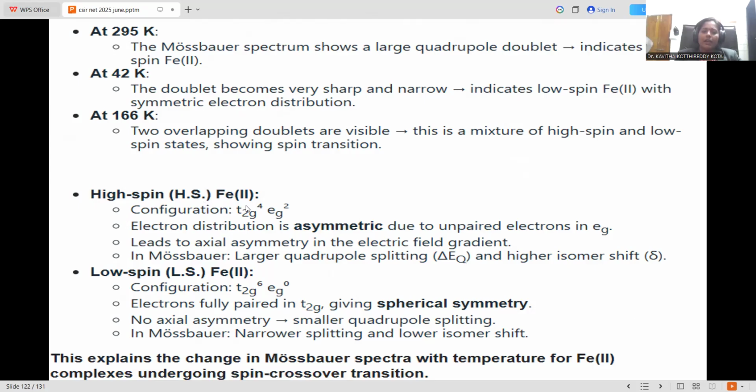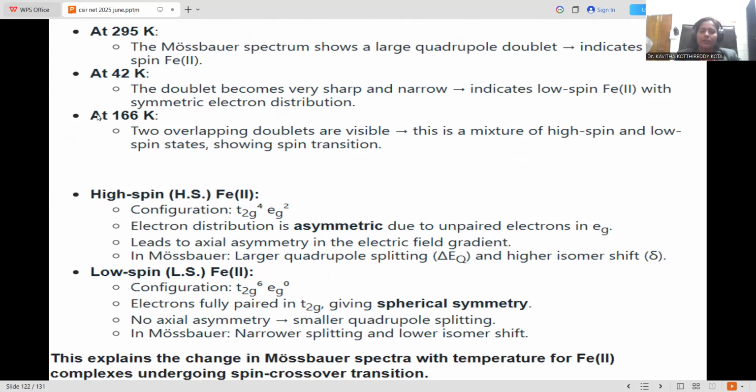High spin Fe2+ has the configuration t2g4 eg2, with the electrons freely distributed over t2g and eg, and the orbitals are singly occupied. The electron distribution is asymmetric, and unpaired electrons enter the eg as well. Due to the axial asymmetry in the electric field gradient, a larger Mössbauer quadrupole splitting is possible. A higher isomer shift is noticed for this complex at 295 Kelvin.